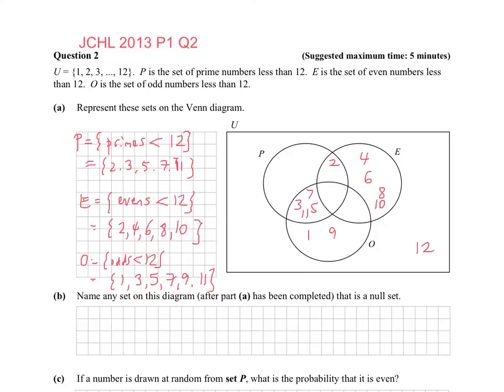And moving on to part B, if we want to look at what is a null set. A null set is an empty set, so we've got two choices, as already discussed. We've got this section here, which is the P only, or we've got the intersection of E and O. So as an answer, there's two options. We either have the intersection of E and O, that would be an appropriate answer, or alternatively, we could talk about the section that's P only.